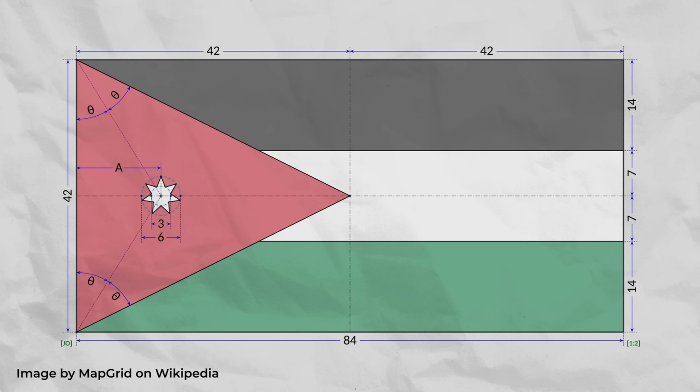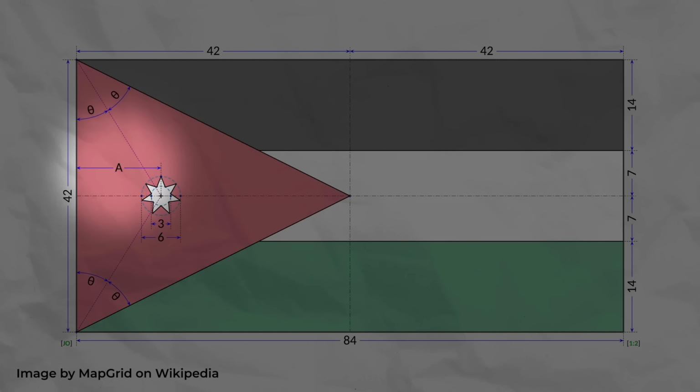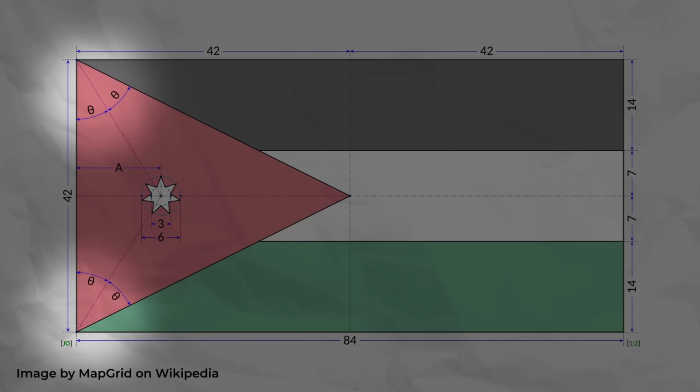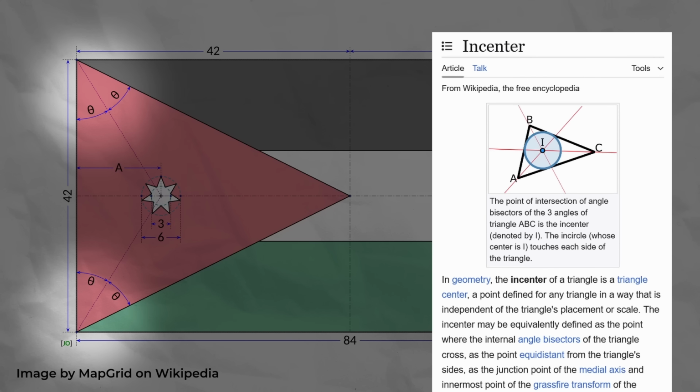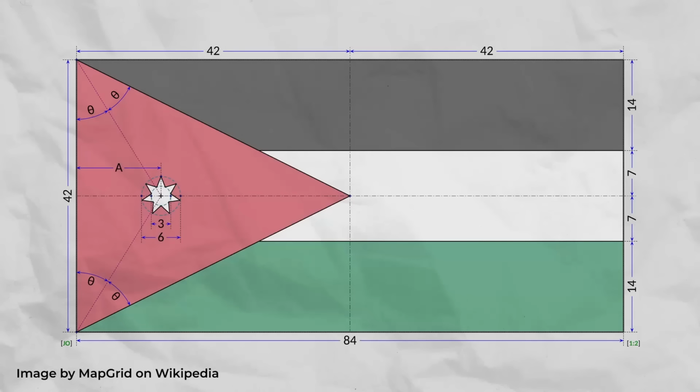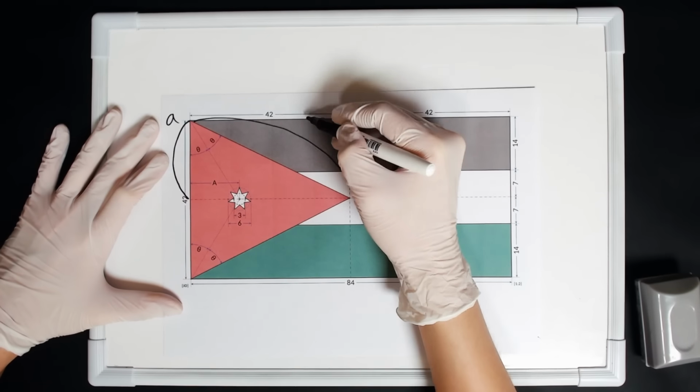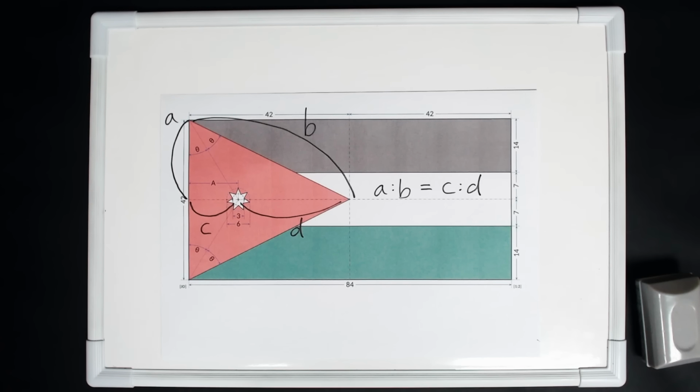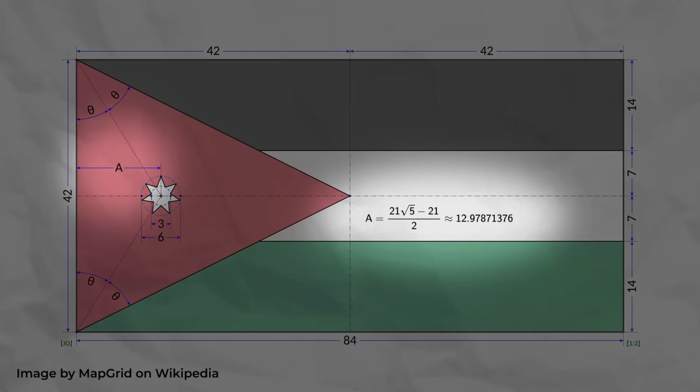Wait, how long is this A? This sheet tells us to calculate that by bisecting the angles of this triangle. In other words, it's the in-center of the triangle. By the angle bisector theorem, we know that the proportions of these two sides are equal to these two divided parts. And here, A to B happens to equal 1 to root 5. So luckily, the coordinates of the in-center can be constructed with just rational numbers and root 5.